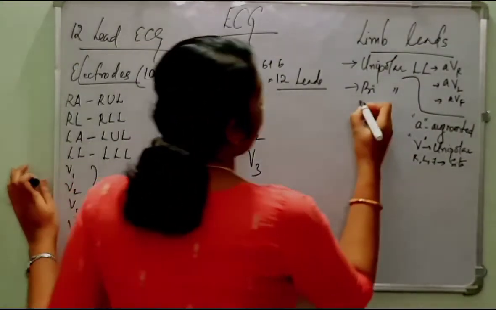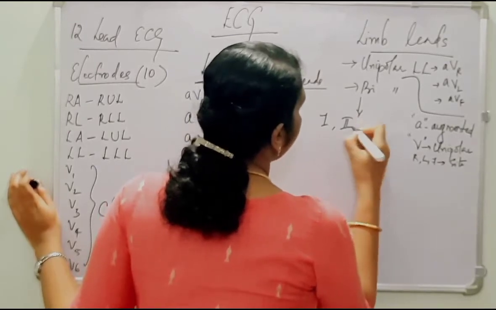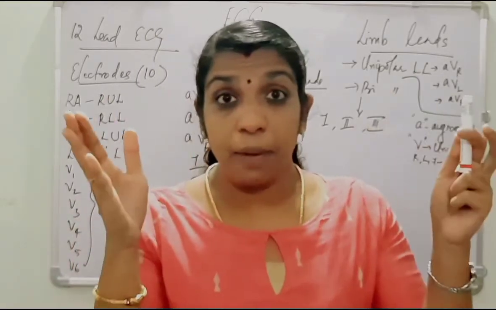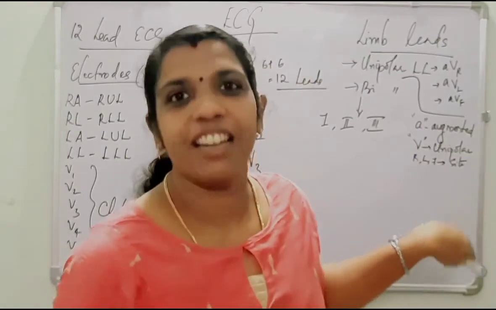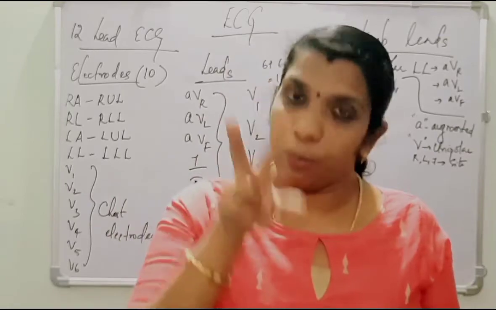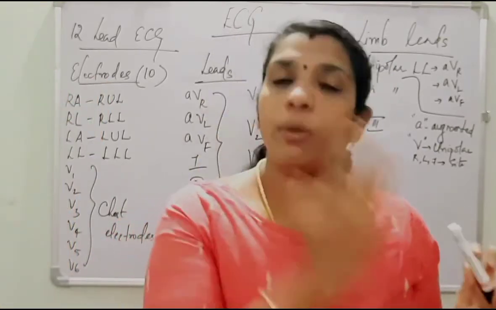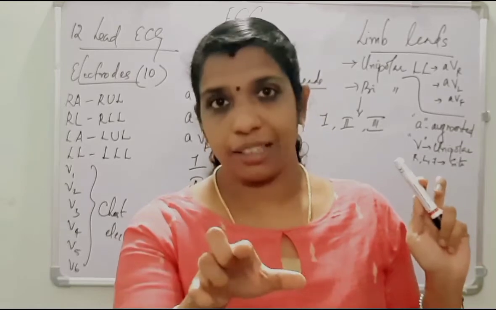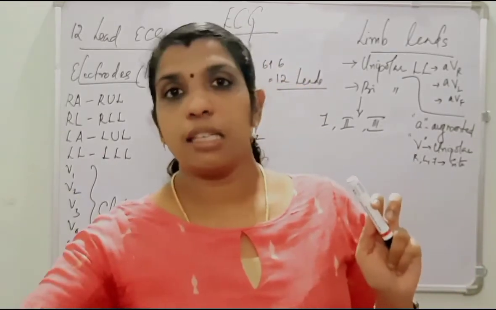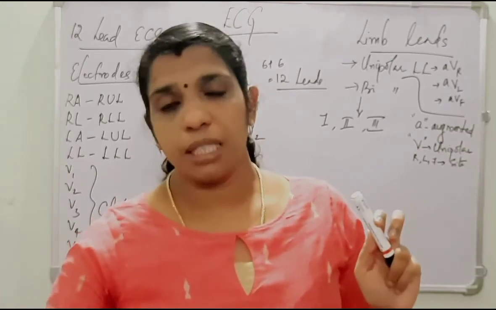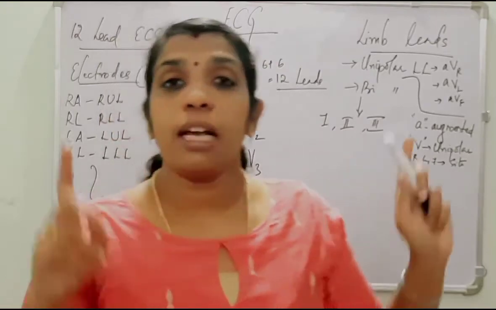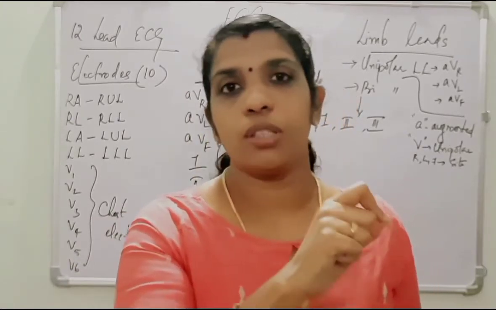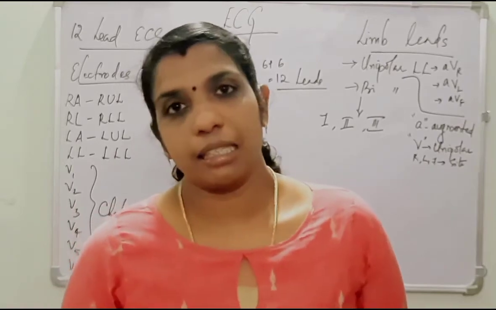Then regarding the bipolar limb leads, they include 1, 2 and 3. The bipolar limb leads compare the 2 unipolar limb leads and also consist of 2 poles, 1 positive pole and 1 negative pole. You understand? So in unipolar limb leads, the positive pole is the electrode and the negative pole is the electrical activity produced in the ECG machine. But in case of bipolar limb leads, it compares the 2 unipolar limb leads and one acts as the positive pole and the other acts as the negative pole.